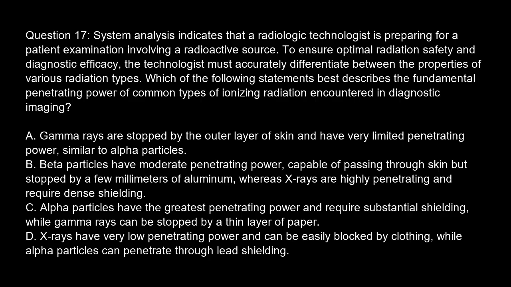Beta particles have moderate penetrating power, capable of passing through skin, but stopped by a few millimeters of aluminum, whereas X-rays are highly penetrating and require dense shielding. Option C. Alpha particles have the greatest penetrating power and require substantial shielding, while gamma rays can be stopped by a thin layer of paper. Option D. X-rays have very low penetrating power and can be easily blocked by clothing, while alpha particles can penetrate through lead shielding.